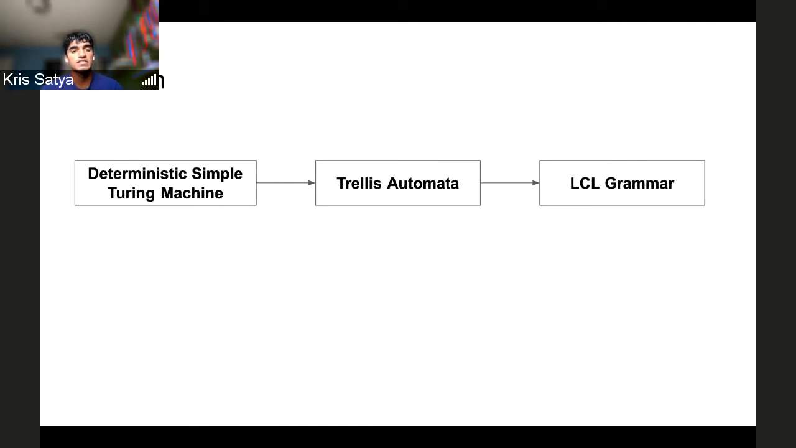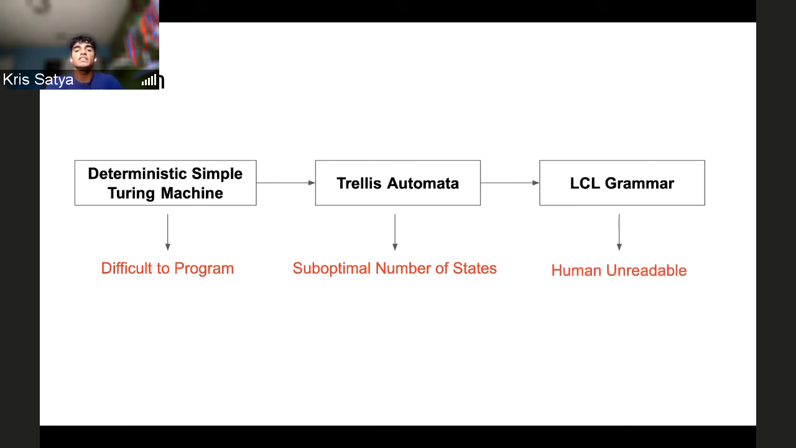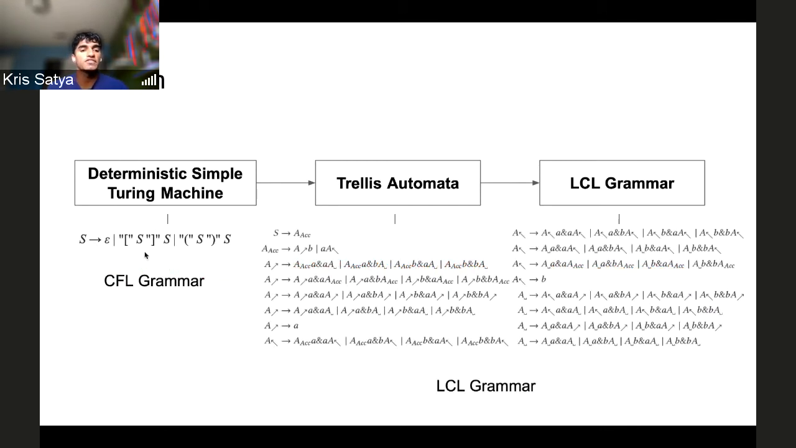Now, each of these steps has an issue. The first thing is that the DSTM is difficult to program on its own. Additionally, translating the DSTM to a Trellis automata often creates a Trellis automata with a suboptimal number of states. And finally, an LCL grammar is usually not human readable and difficult to understand. As an example, you can see on the left, we have the CFL grammar for the Dyke language, which is very simple and consists of just one rule. However, the LCL grammar is much more complicated, and it's pretty difficult to understand on the right.